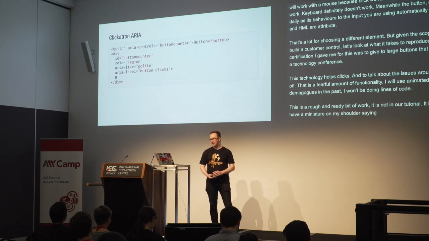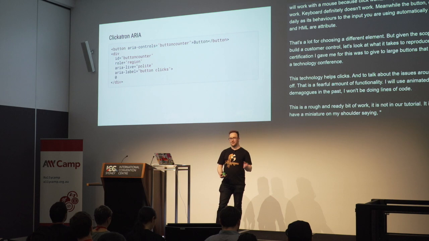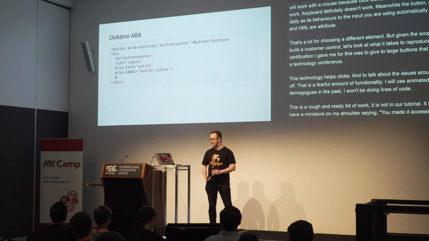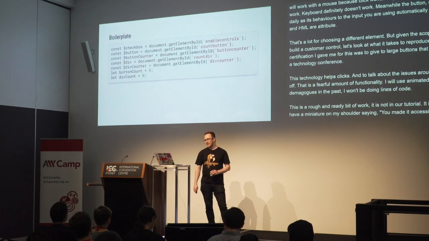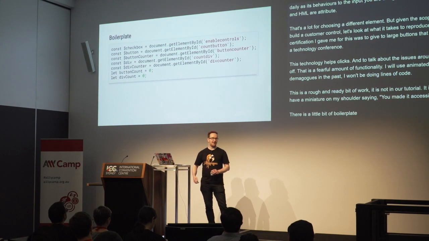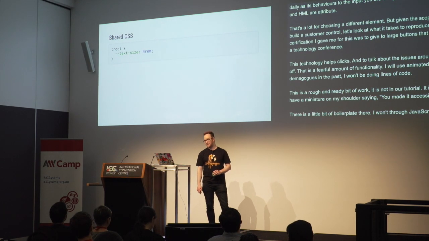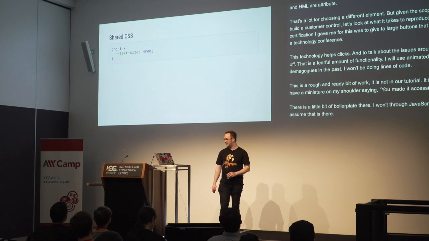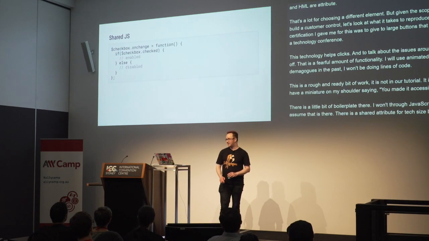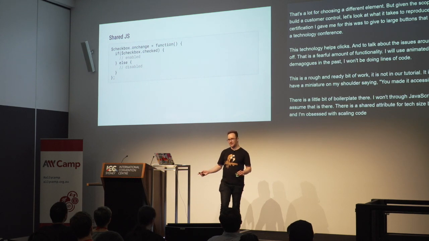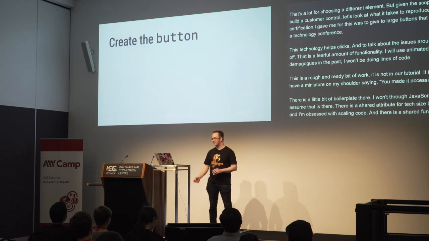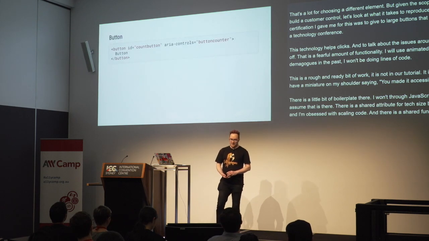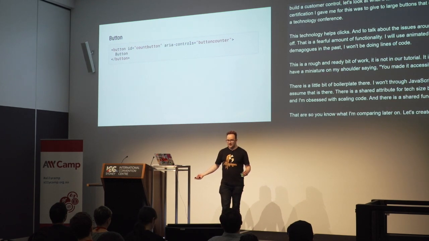Each of the controls is linked the same way. It's got an aria-controls attribute over to a live region. So there's a little bit of boilerplate to do that. I'm not going to dig through JavaScript boilerplate of finding elements, that kind of stuff. Just assume that's there. There is a shared attribute for text size because I knew I was building 2. And yes, I'm just that obsessed with scaling code. And there is a shared function attached to the checkbox. So that's a little bit of setup. You don't really need to know about that. But that's so you know what I'm comparing later on. So let's create the button. It's just a button, 2 attributes. You just need an ID to attach events.